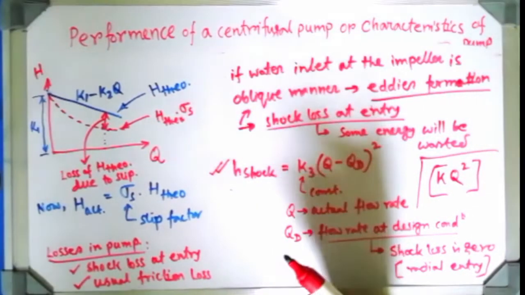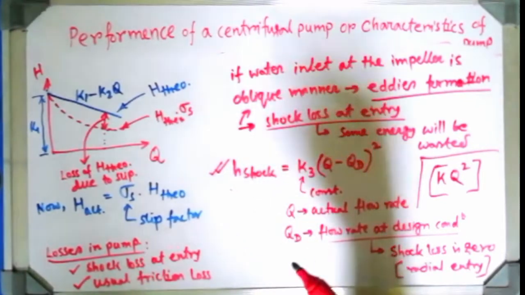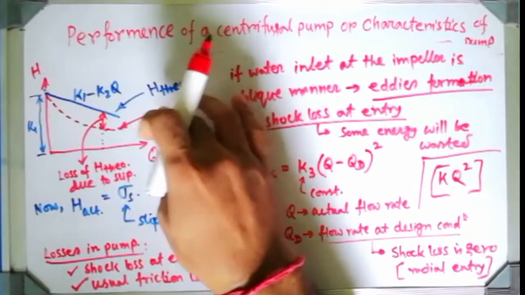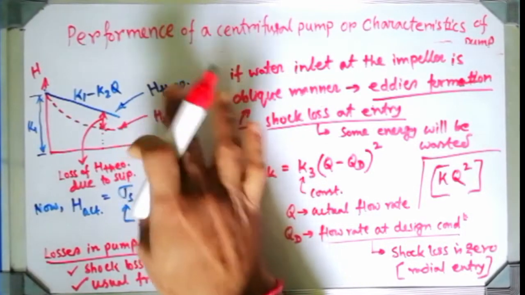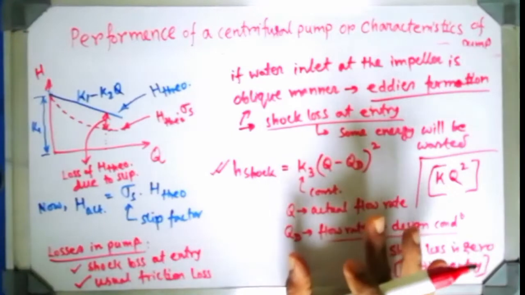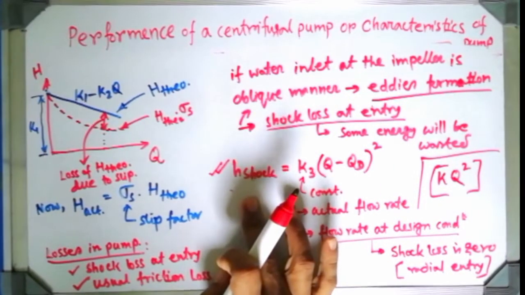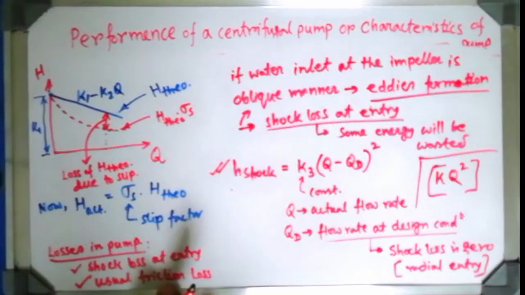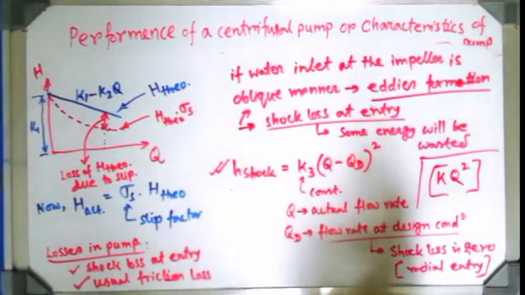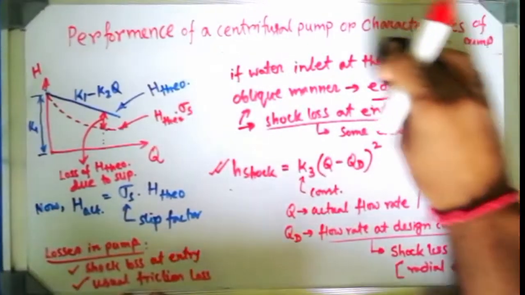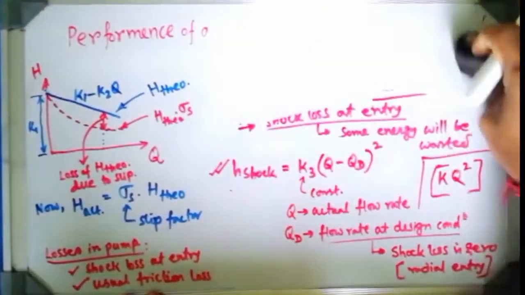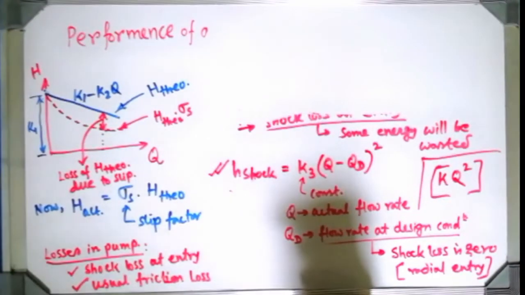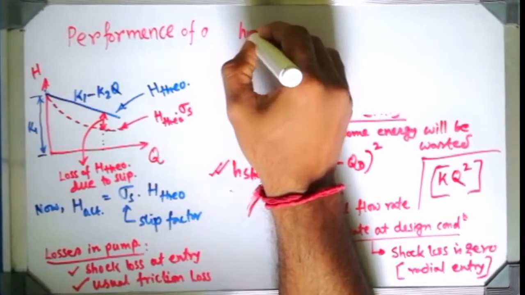What I am going to replicate now is that we are going to put some losses on this particular head curve, because here I haven't implemented any losses. Now we are going to introduce the losses. The first loss is the shock loss due to entry. The second loss, which I have already written, is frictional loss. I have already explained frictional loss many times, that is the head loss due to friction, which can easily be quantified by using the Darcy-Weisbach equation.